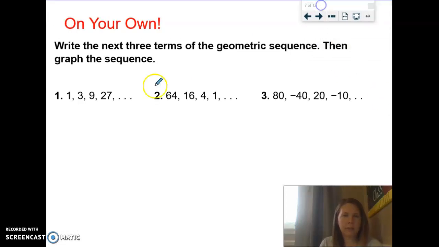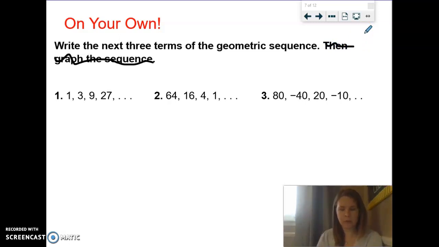All right, so for the next part on your own, write the next 3 terms of the geometric sequence. I'm going to say don't worry about graphing this, okay? Because for the most part, our graphs are going to be very similar to the ones that I just created. Whether it's going in the positive direction or the negative direction, it's going to still be nonlinear as we described here. So go ahead, pause the video.